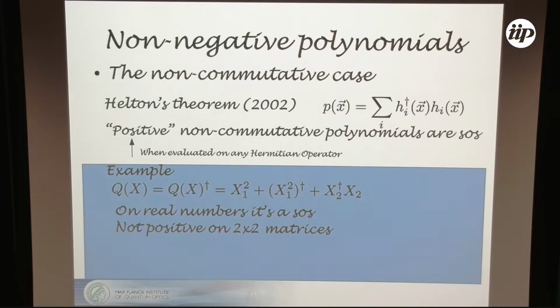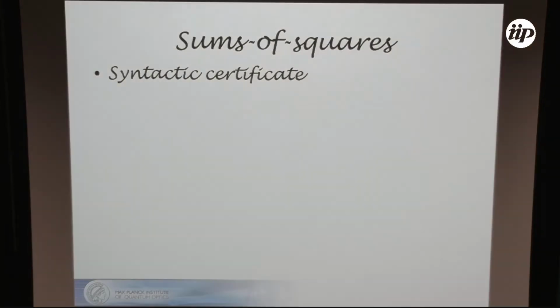For instance, these 2 by 2 matrices, right? This may fail. So in this case, in the non-commutative case, you would have equivalence. Okay. So sums of squares are syntactic certificates, right?